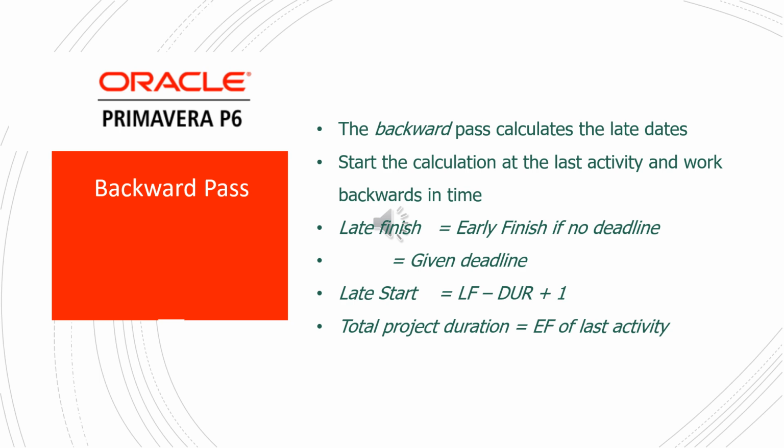Backward pass. The backward pass calculates the late dates. Start the calculation at the last activity and work backwards in time. Late finish equals early finish if no deadline, equals given deadline. Late start equals late finish minus duration plus 1. Total project duration equals early finish of last activity.